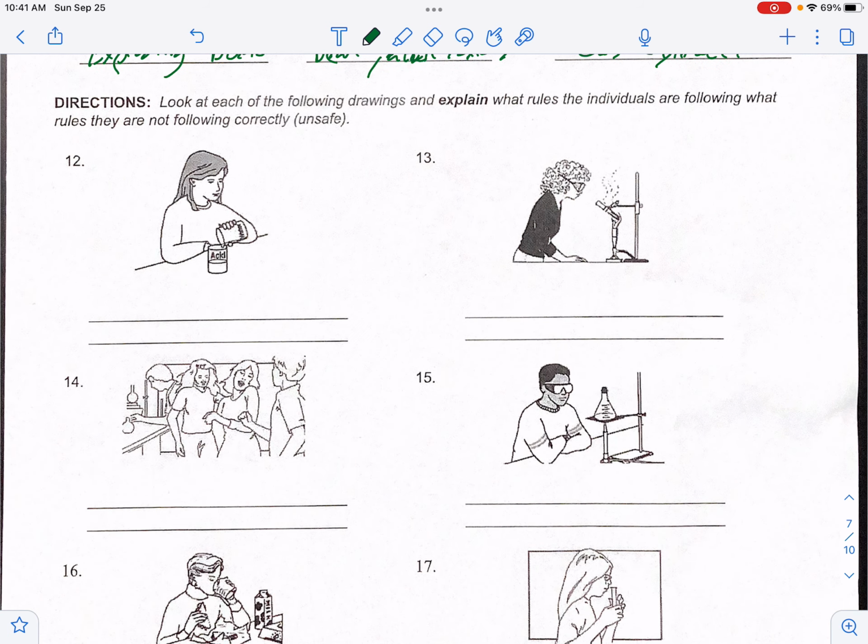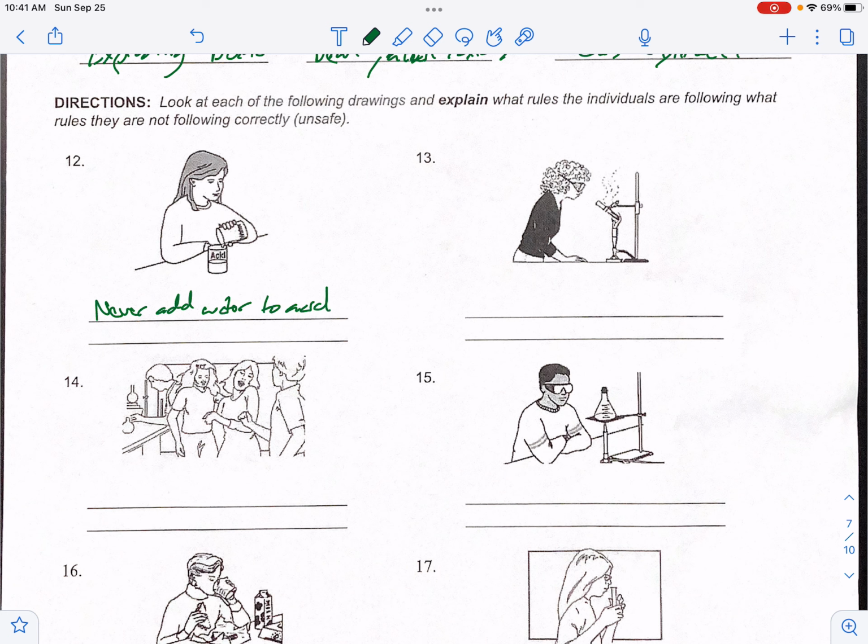So number 12. Now some of these may be fine. I'm just going to look for things that I'm seeing that could be wrong. One I'm going to look at is adding water to acid. So remember we talked about in class, you never add water to acid.